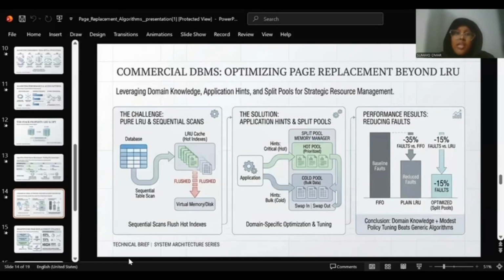Now, database management strategies beyond classical algorithms. In databases, pure LRU fails during large sequential scans because it pushes critical index pages out of memory. Commercial database management systems solve this with a split buffer pool and hints from the application. Hot data stays protected while bulk data goes into a separate pool. This reduces fault rates by 15 to 35%, proving that domain-specific tuning can outperform standard memory management.